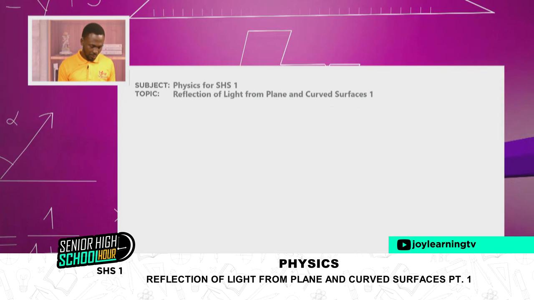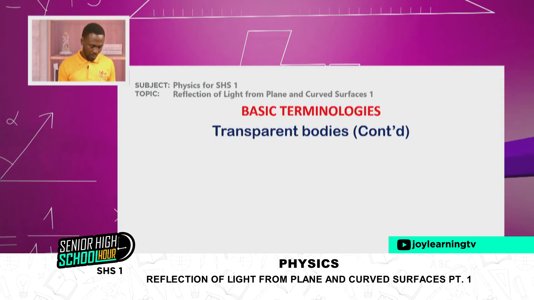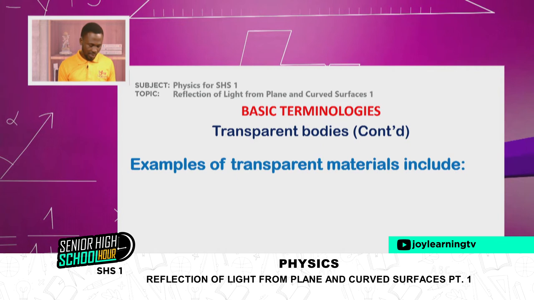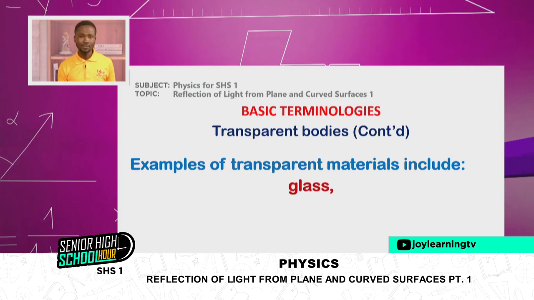Then we can try our best and look at some examples of transparent bodies. Can we get some examples? Okay. Well, I'm saying that we can get one, a glass. And I would want to even say plain glass.